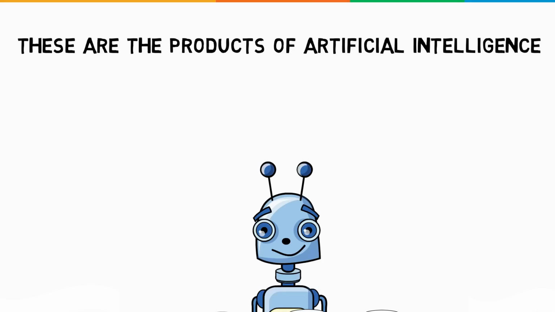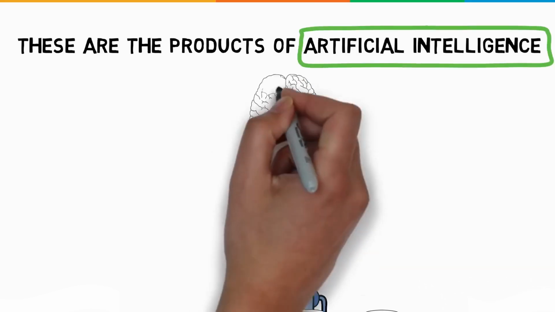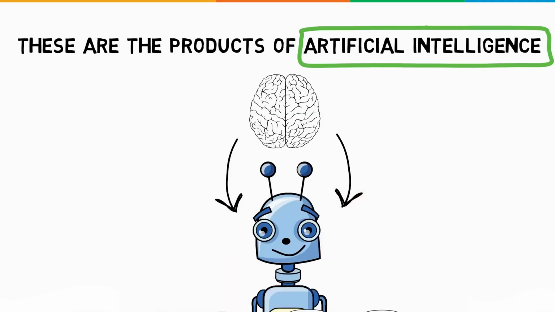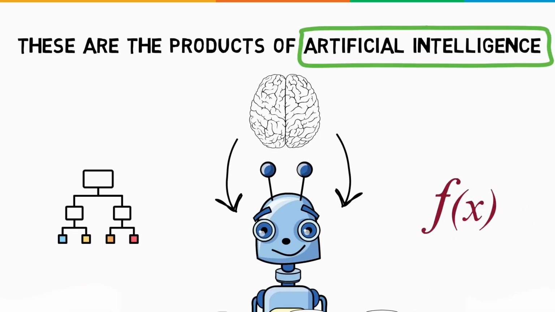But why use the term artificial intelligence? Well, these machines are artificially incorporated with human-like intelligence to perform tasks as we do. This intelligence is built using complex algorithms and mathematical functions.